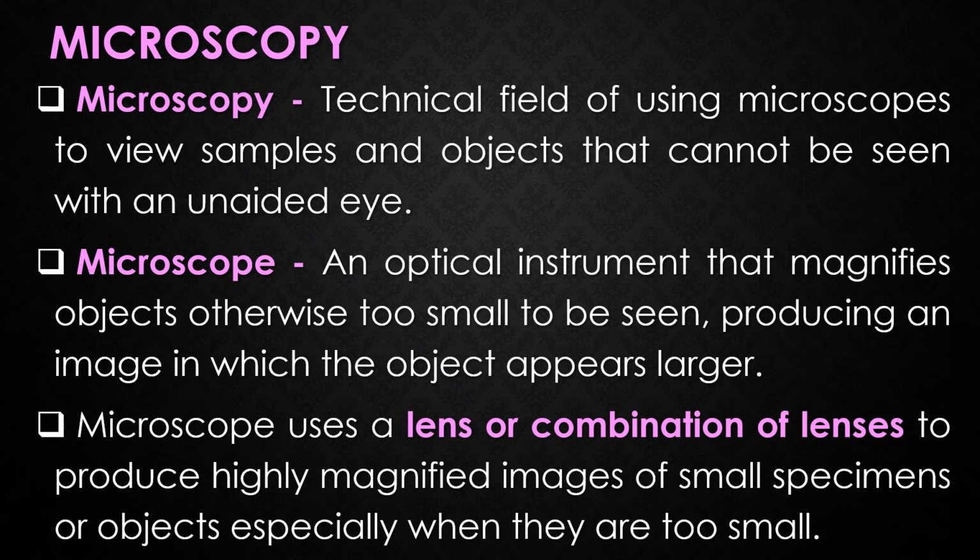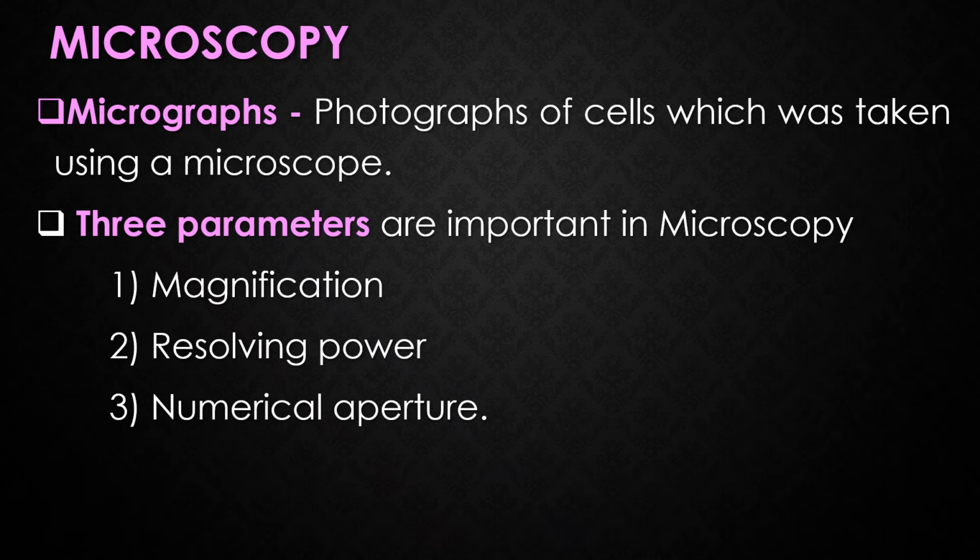A microscope uses lenses or a combination of lenses to produce highly magnified images of small specimens or objects, especially when they are too small to be seen by the naked eye. Most photographs of cells are taken using a microscope, and these pictures can also be called micrographs. Three parameters are especially important in the field of microscopy. They include magnification, resolving power, and numerical aperture.